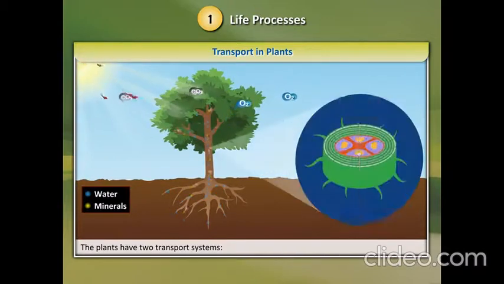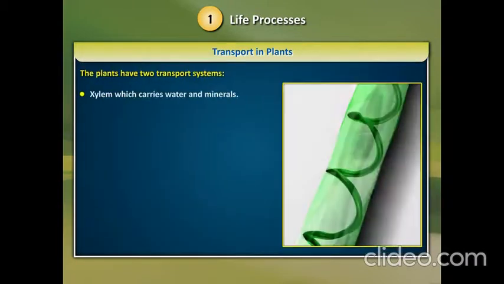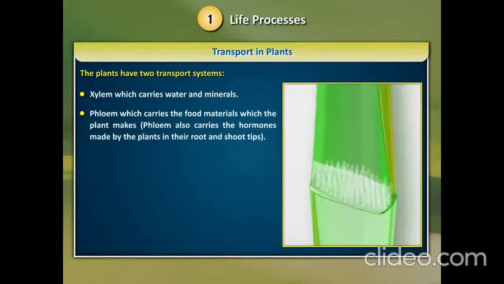The plants have two transport systems: xylem, which carries water and minerals, and phloem, which carries the food materials which the plant makes. Phloem also carries the hormones made by the plants in their root and shoot tips.